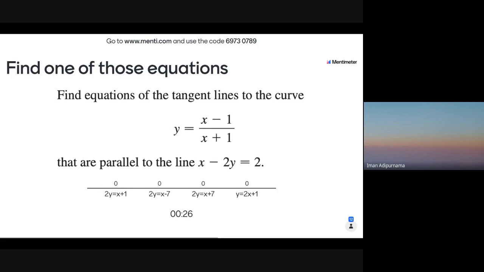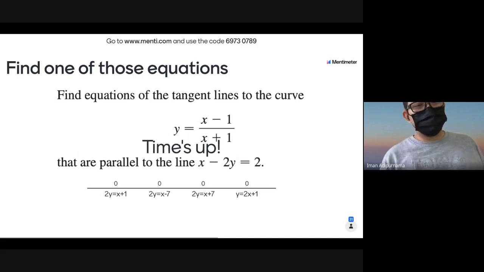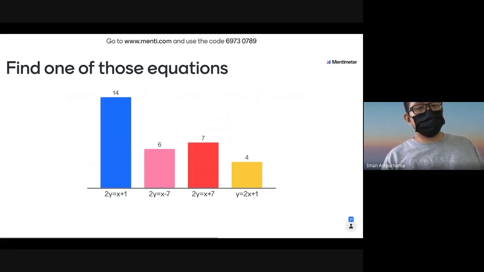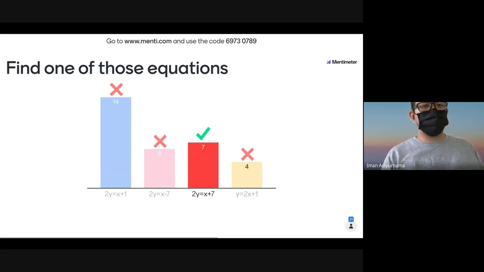Okay, 28, 27, 26, 5, 4. I think this should be under 1 minute. I think you can if you are not making mistakes. Under 1 minute is enough. 5, 4. Okay, just pick a random answer. Okay, time's up. Okay, 7 students got correct.